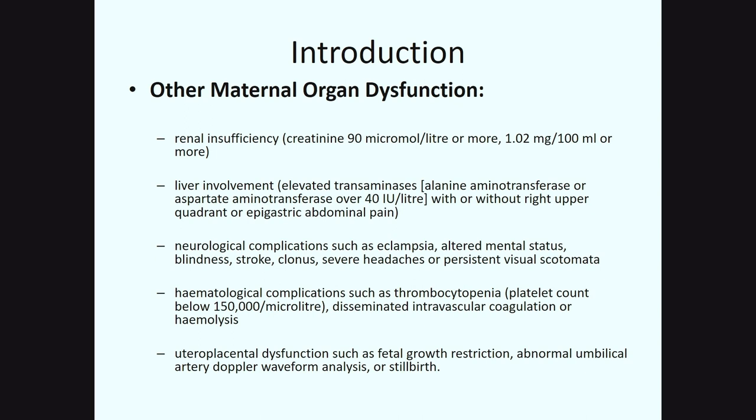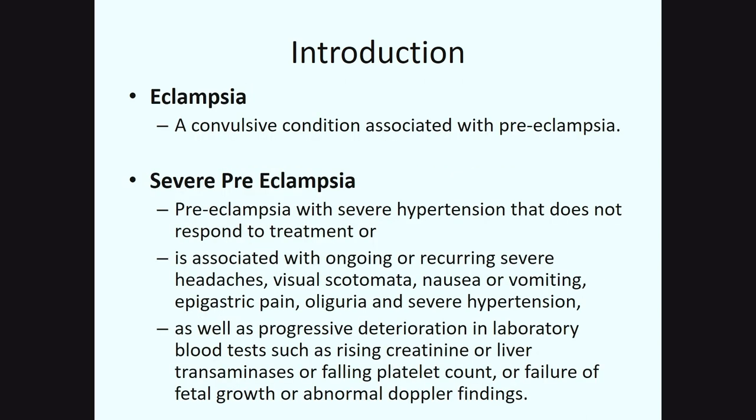Hematological complications such as thrombocytopenia, that is platelet count of less than 150, DIC, the disseminated intravascular coagulation, or hemolysis. And lastly, uteroplacental dysfunction such as fetal growth restriction, abnormal umbilical artery Doppler waveform analysis, or stillbirth. And eclampsia is a convulsive condition associated with preeclampsia.